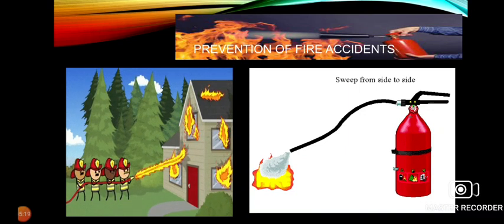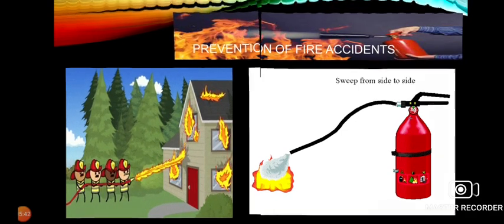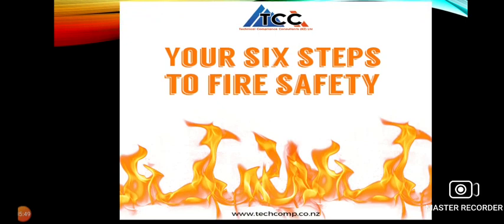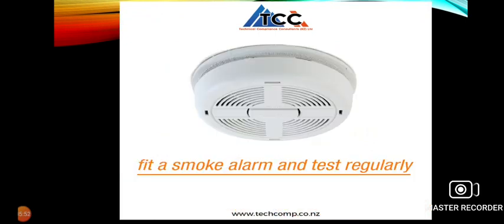But not only is the presence of the appliance essential, at the same time we should also know the technical know-how to stop or prevent the fire accident. This is also very, very important to know. Okay, so in order to prevent accidents, we should know all these methods very carefully. Now, there are six steps which have to be maintained for fire security.